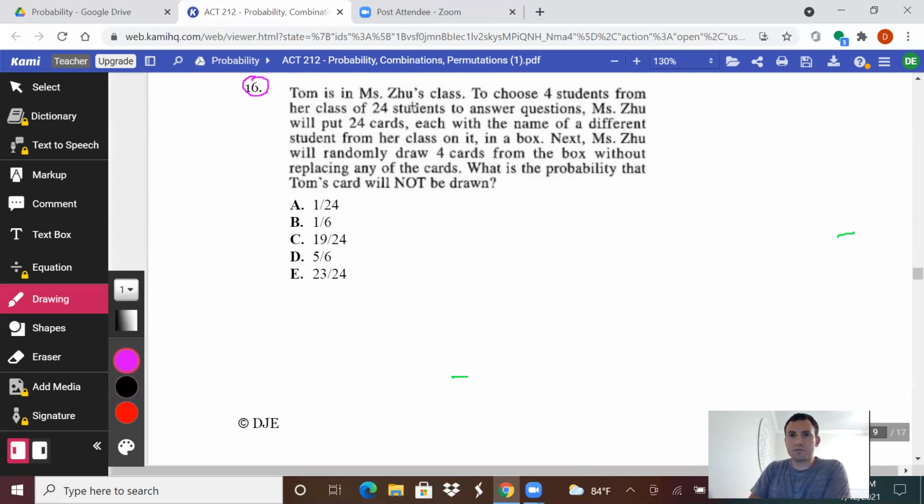So Tom is in Miss Zhu's class. By the way, this one came up at the end of a test, so it's supposed to be a pretty hard problem. I don't think it's too bad once you know how to do it. To choose 4 students from her class of 24 students to answer questions, Ms. Zhu will put 24 cards, each with the name of a different student from her class on it, in a box. So she's going to have 24 cards, all with the names of different individual students in her class.